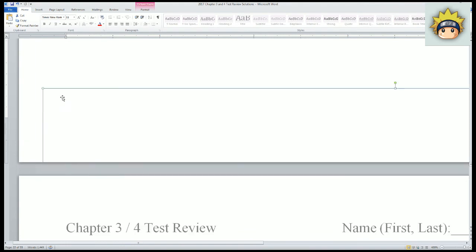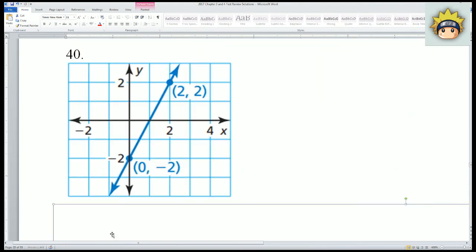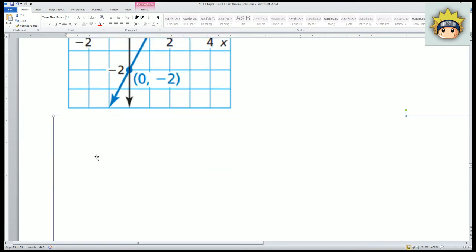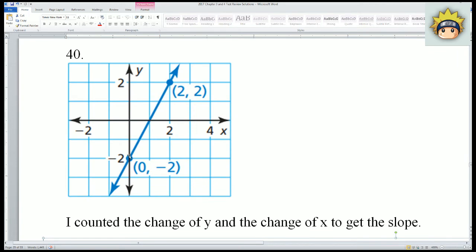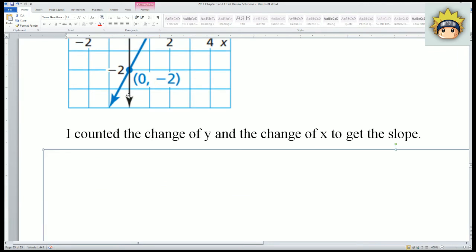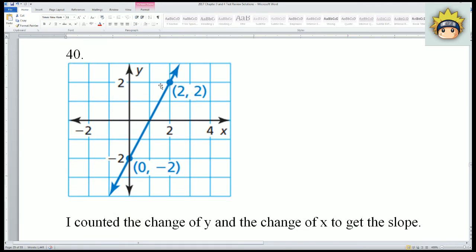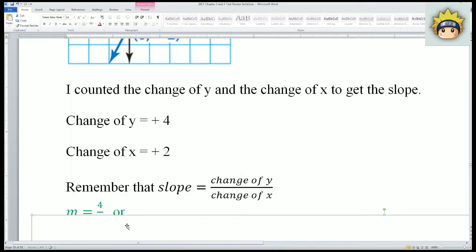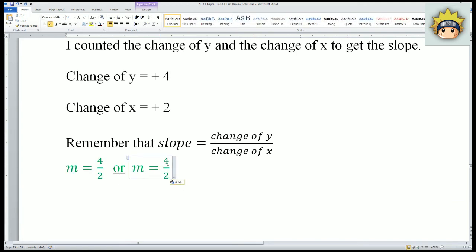Next, we have 40. 40 gives us this graph as well. First thing that we got to do is count the change of y and the change of x. Change of y, 1, 2, 3, 4, which is +4 because I'm going up. From here, 1, 2, 2 is my change of x. Remember that my slope is change of y over change of x. So m is equal to 4 over 2.